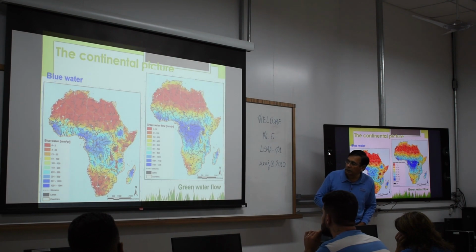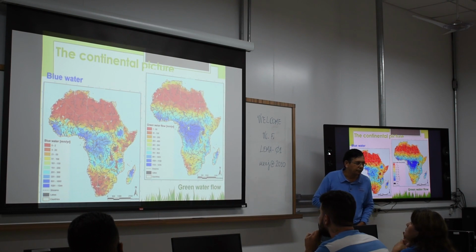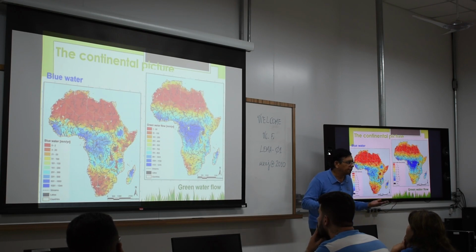And this is the green water flow. How much is evapotranspiration on the plant community? So the sum of these two is going to be your precipitation.